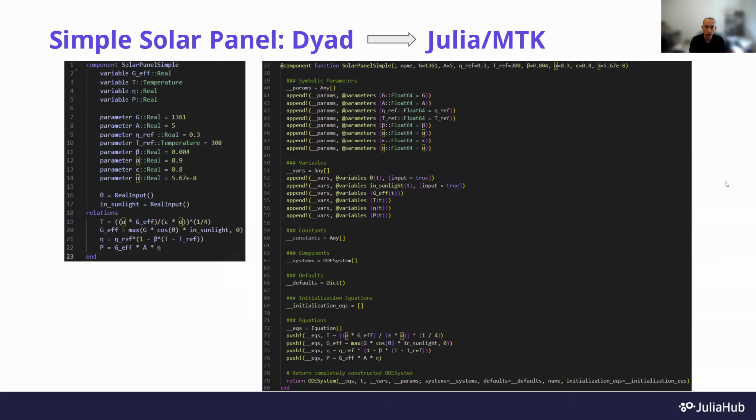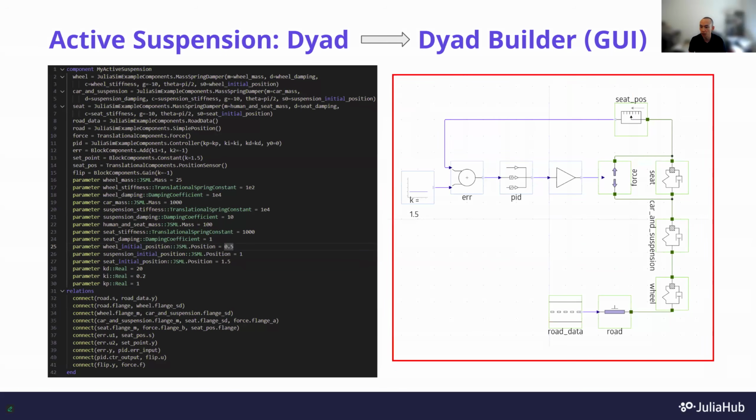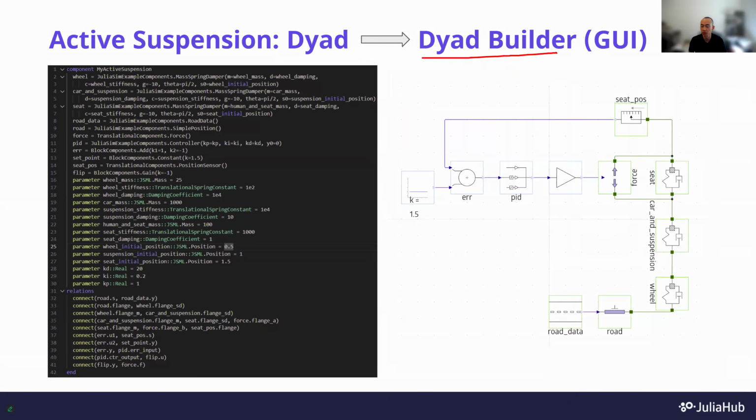What about from a GUI perspective? One-to-one mapping with GUI. On the left side right here, once again, we have another Dyad model. This is an active suspension model which consists of a wheel, car suspension, seat, and a bunch of other things. And on the right side over here is the visual representation of this model inside Dyad Builder, which is our GUI application for Dyad. We have a road which the vehicle is traveling over. The vehicle itself is represented by a seat, a car suspension system, and a wheel.